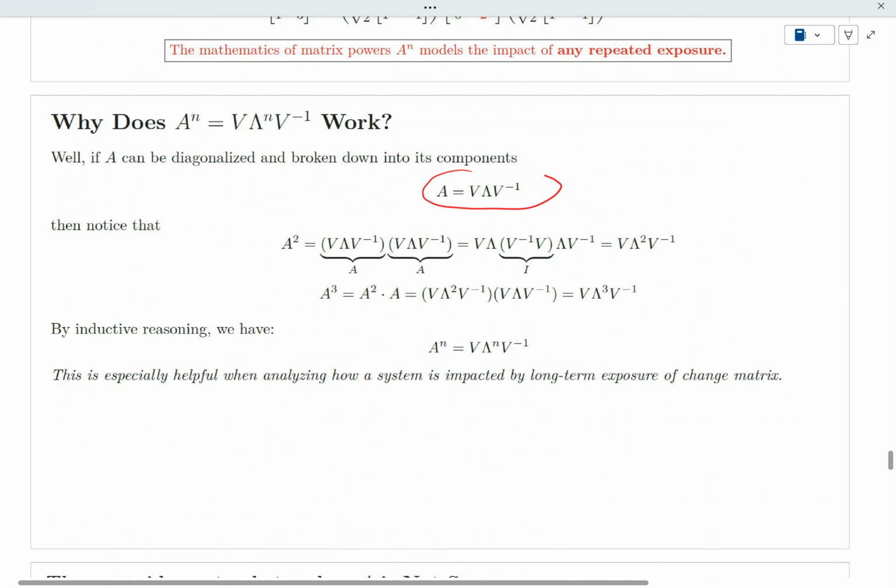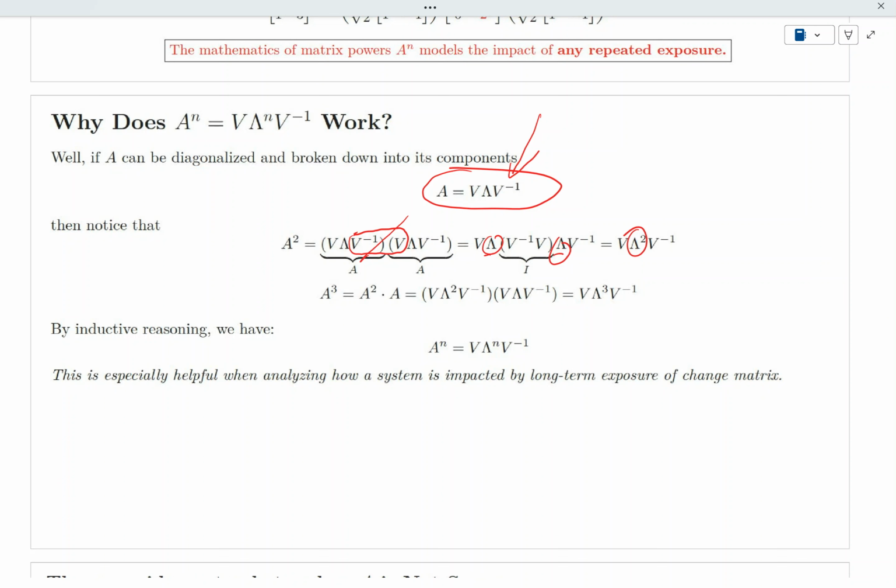Well, let's take a look. If A can be decomposed into this relationship, therefore A squared is simply A times A, right? So let's copy A down twice. But notice this is the inverse of this. That means a matrix times its inverse cancels each other out. Therefore, notice how we end up with lambda multiplied with each other, squared.